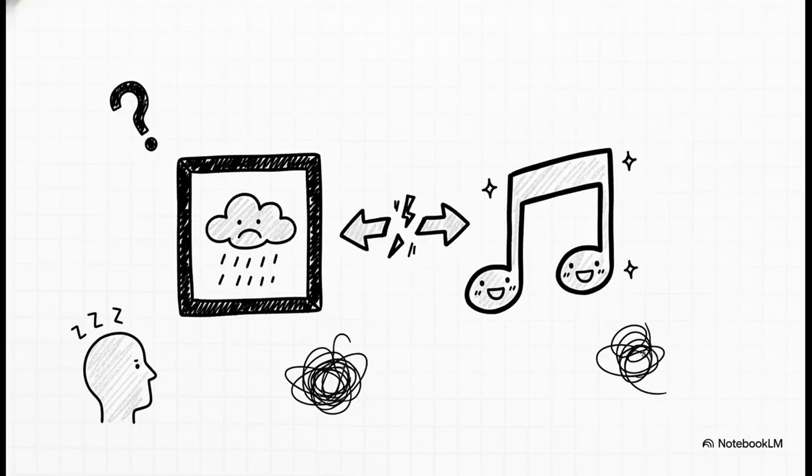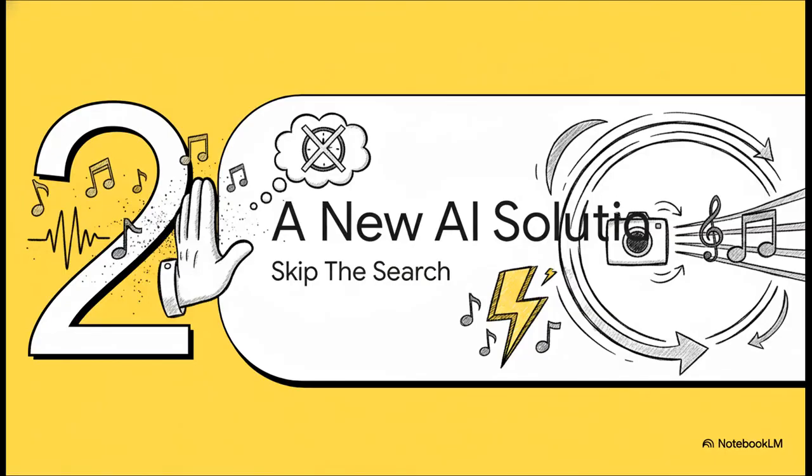And that's really the core of it. It's not just about finding any music. It's about finding the right music. You need a track that perfectly matches the vibe, the emotion, the whole story you're telling. It's a massive creative hurdle and, let's be honest, a major headache. But what if you could just skip that whole process? What if you could create the perfect soundtrack in seconds using a completely new approach? Well, that's exactly what we're looking at today.